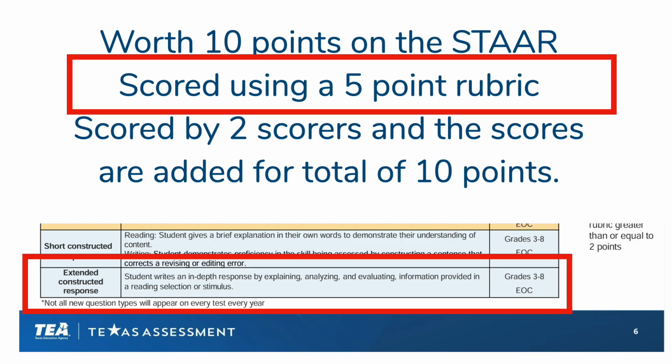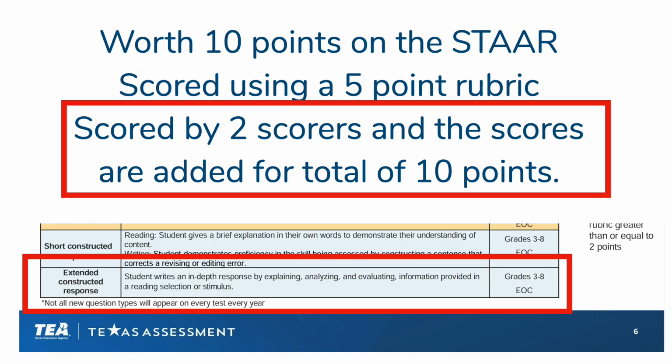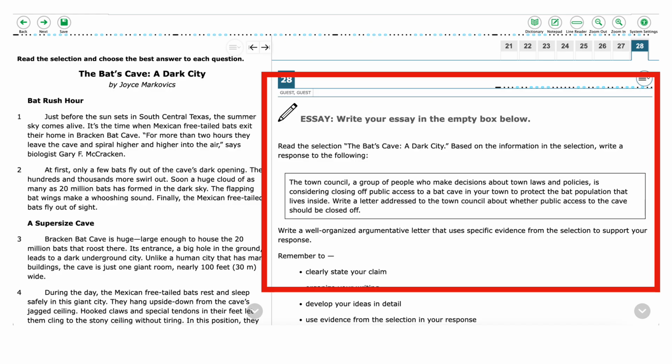The essay is scored using a 5-point rubric. That rubric is scored by two separate scorers, and the scores are added together for a total of 10 points. The prompting questions that students will receive will look very similar to the prompting questions that we've been providing all year long in our prompt analysis station.